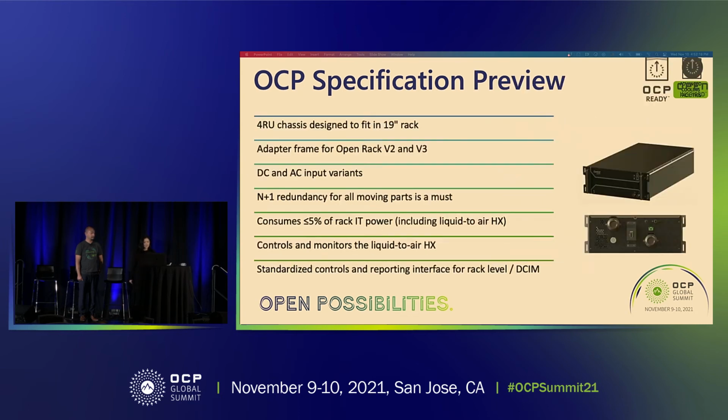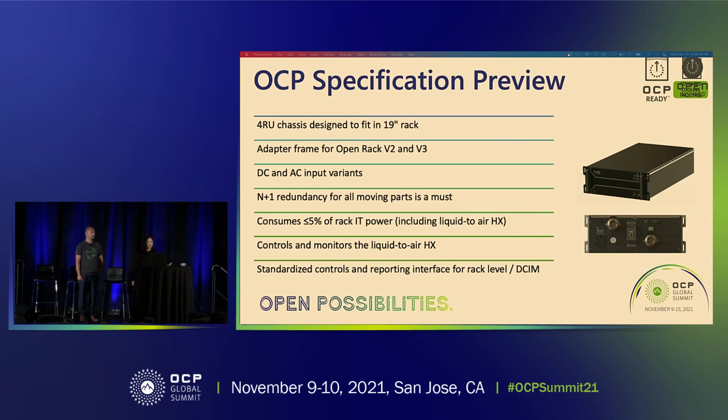So let's take a look at the spec itself. This is an RPU which will be 4U height, and it is designed to fit into a 19-inch rack. However, with the adapter frame, we can also deploy this into an ORV2 or ORV3 rack, so that is quite flexible. At the same time, the RPU can take DC power input directly from the bus bar or use the AC input.